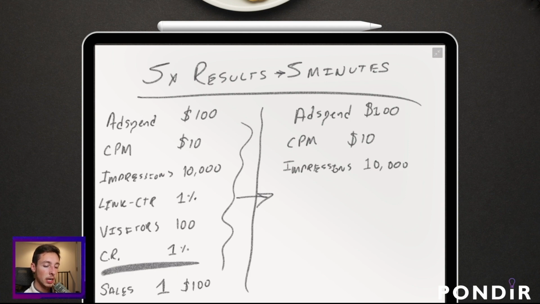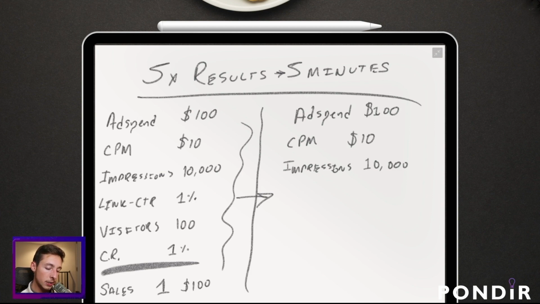So 10,000 impressions. And those are the controls that Facebook has, right? Because we can't manually modify our CPM. We can control our ad spend, but CPM is in Facebook's control, and it's going to result in 10,000 impressions if we spend $100. So now we get into the part where we can actually 5x these results.